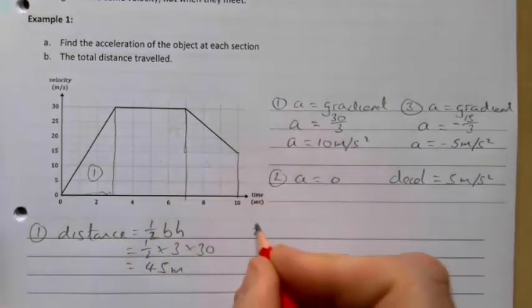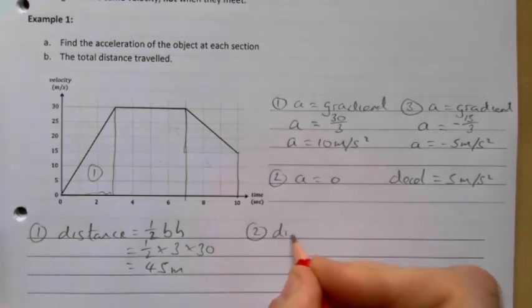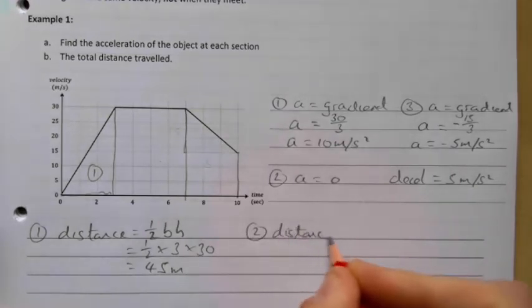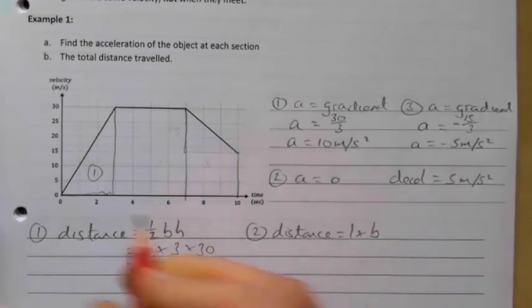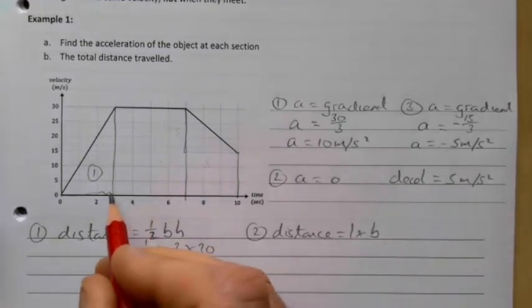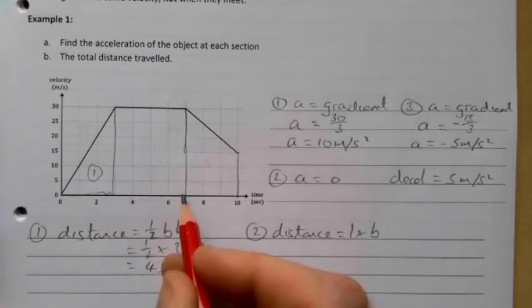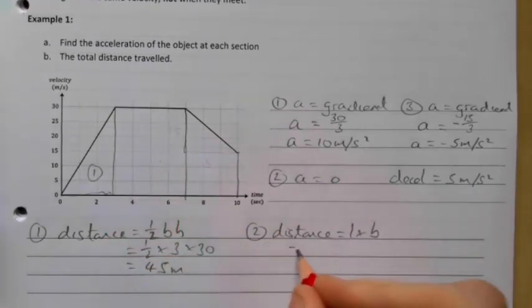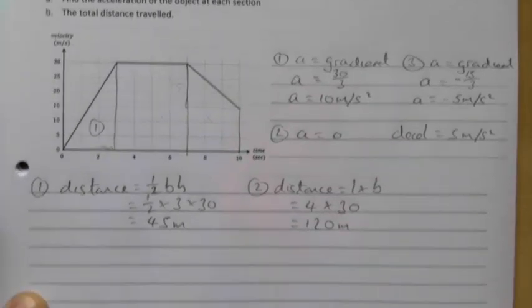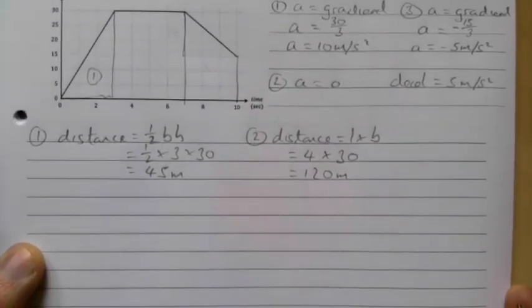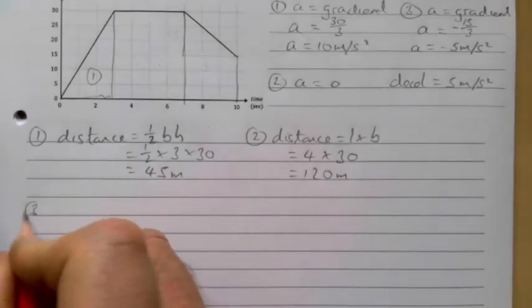The second section, length times breadth, obviously that's just a rectangle. And so that's going to be 4, that goes from 3 to 7. 4 times 30. And that's going to be 120 meters. And we'll move down here, hopefully you can still see okay. Yeah, I think we're okay there.